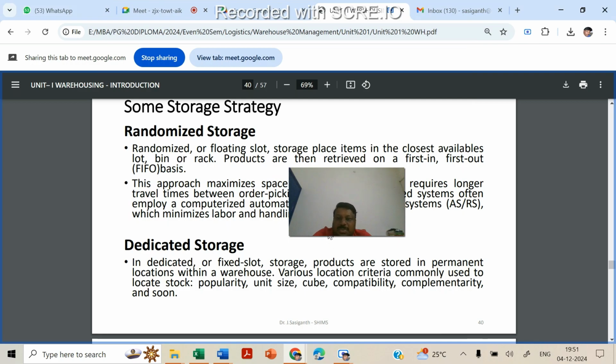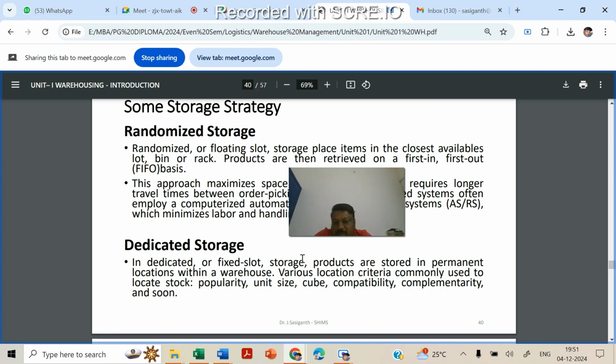So some storage strategies: you have randomized storage, dedicated storage, randomized or floating slot. You place items in the closest available slot. Then FIFO, where you have first in, first out. This approach maximizes space utilization. You will know how much is in, how much is out, and how much is free that you can store here.